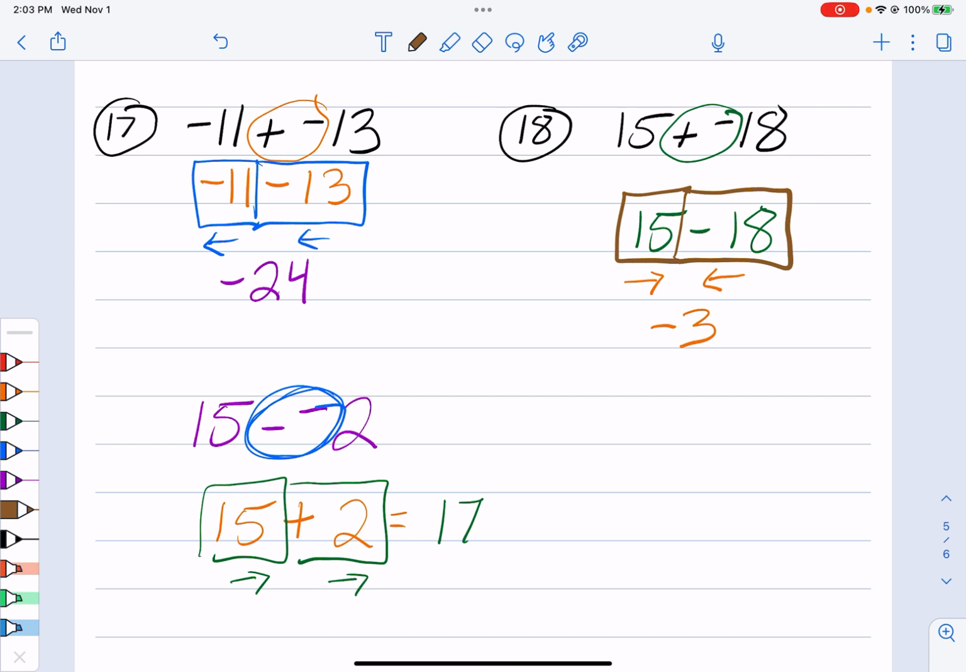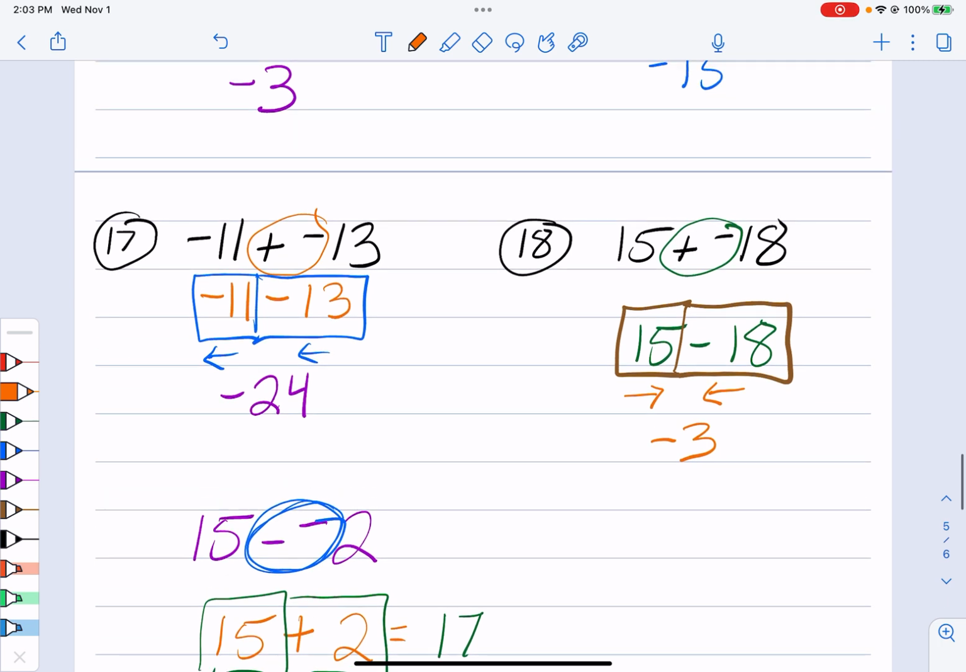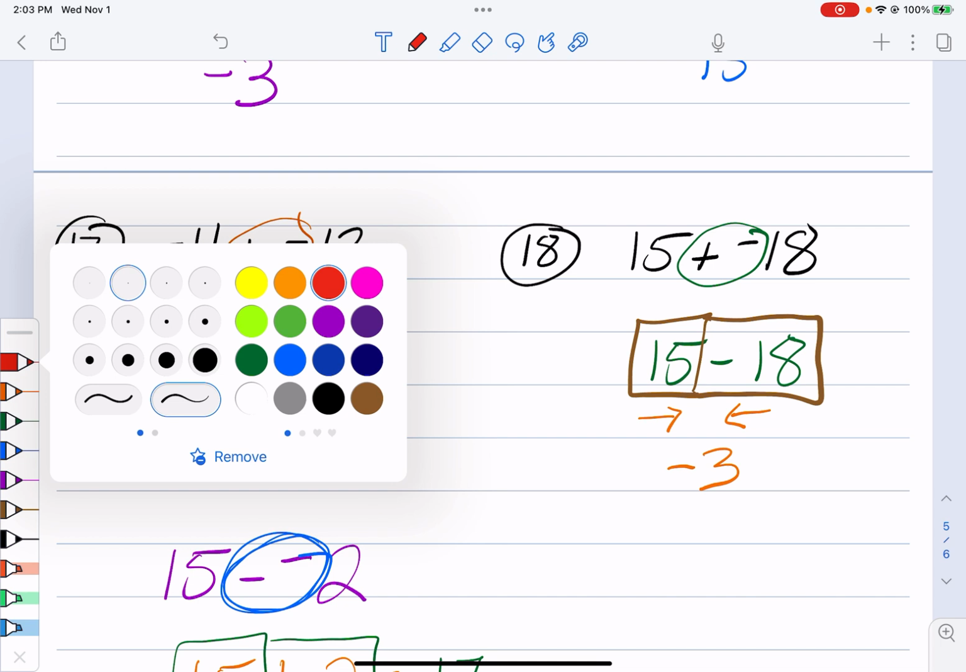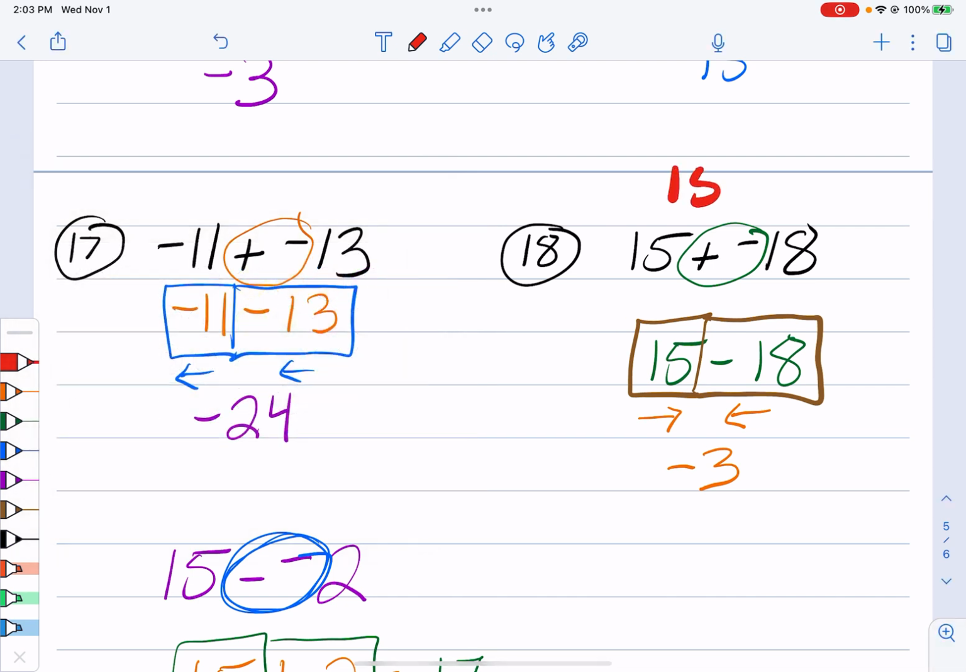Now, the very, very last thing I want to tell you is that when you're doing these problems on your worksheet, you're going to see some parentheses. So for instance, on number 18, you might actually see on the assignment something that says 15 plus, and in parentheses, negative 18. It's the same exact problem. The reason that they put the negative there is because it's typed on the computer and they want you to see that the plus and the minus sign are separate. So you can ignore those parentheses.